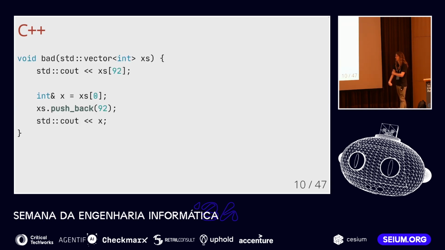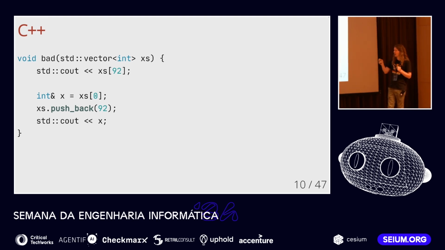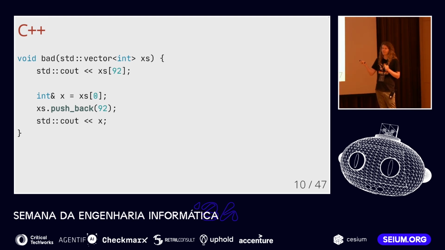This is a short C++ function which takes a vector of integers as a parameter, and it contains two different memory safety issues. One is on this line, and one is on this line. This one is pretty trivial. We just print the 92nd element of a vector, and if the vector happens to be shorter than that, we'll just go and print whatever memory is at that location where the 92nd element should be.